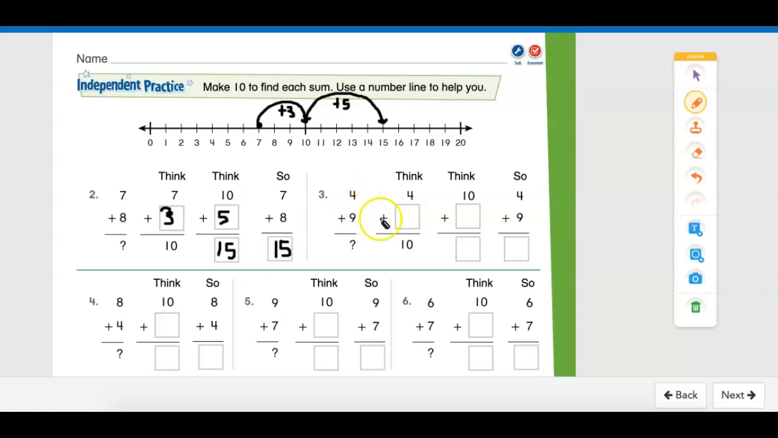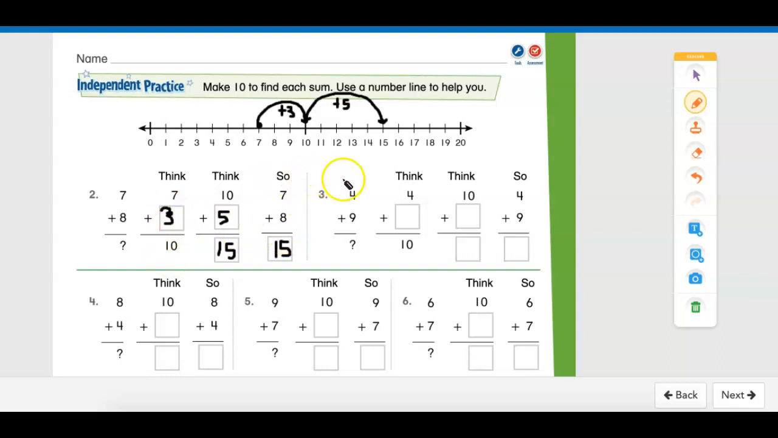But first, you need to make 10. So in these two boxes, you are going to show two numbers that when they are added together equal 9. But one of those numbers has to be 4 plus blank equals 10. So once you figure out what number goes here, see how many more you need to make it 9. Just like how we did on number 2 when we had to use 3 plus 5 to make 8 because we had 7 plus blank equals 10. So we know our number had to be 3.